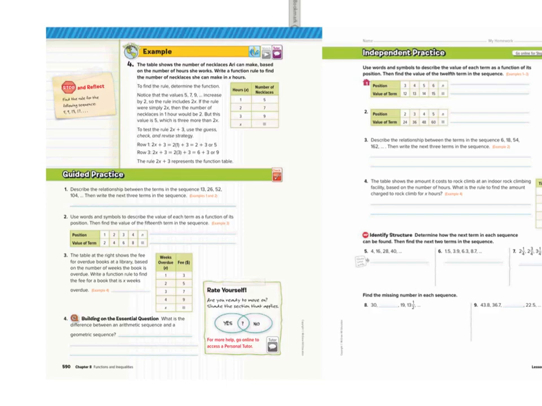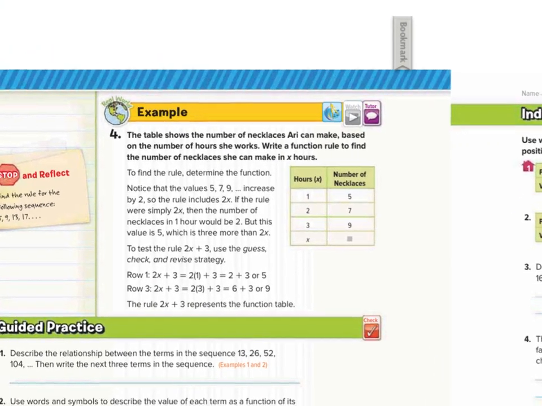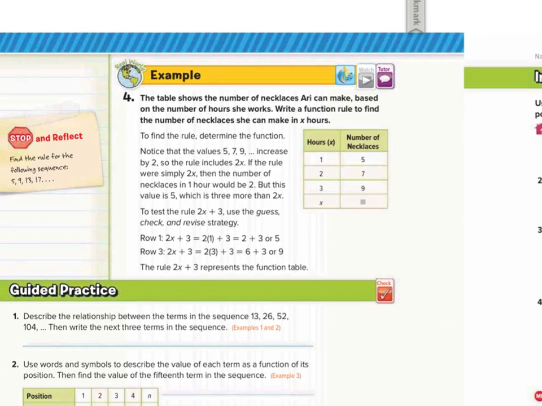Okay, so we're starting on page 590. We're going to start with example 4 at the top. It says, the table shows the number of necklaces Ari can make based on the number of hours she works. Write a function rule to find the number of necklaces she can make in x hours.